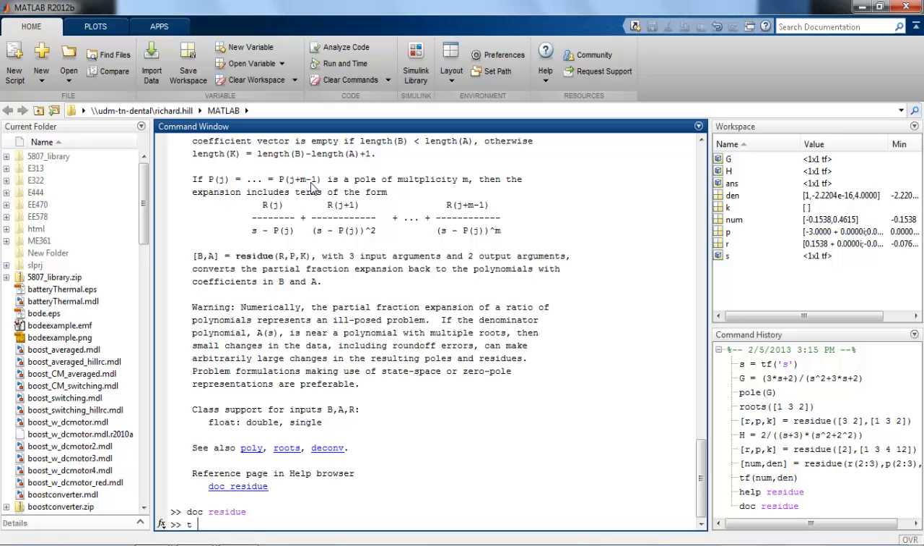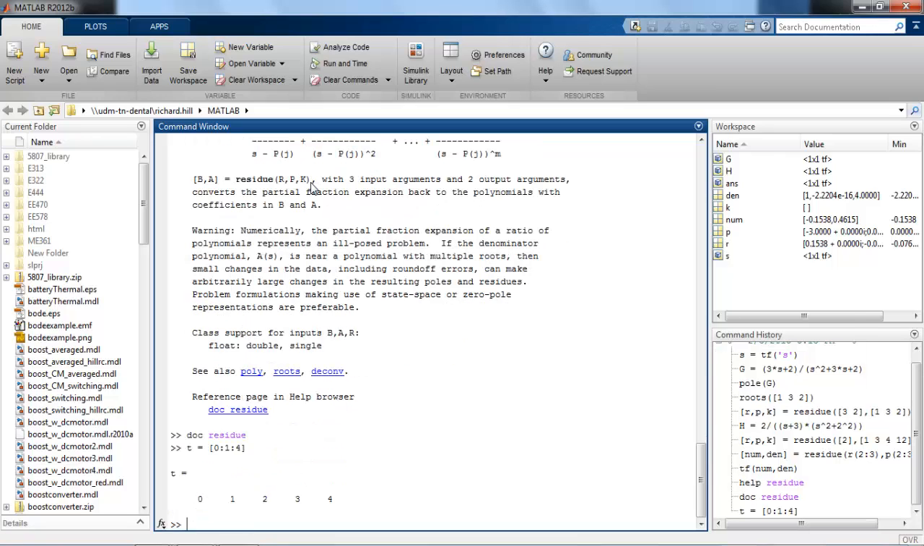So let's go ahead and generate a vector representing time. If I generate something like this, it's going to generate an array from 0 to 4 in steps of 1. So it'll generate an array 0, 1, 2, 3, 4. Here I want to create a vector representing time, and I'm going to go from 0 to 2 seconds, in steps of 0.01 seconds.